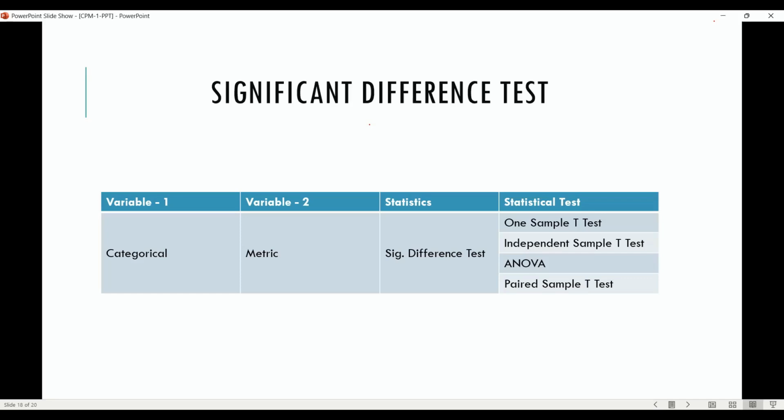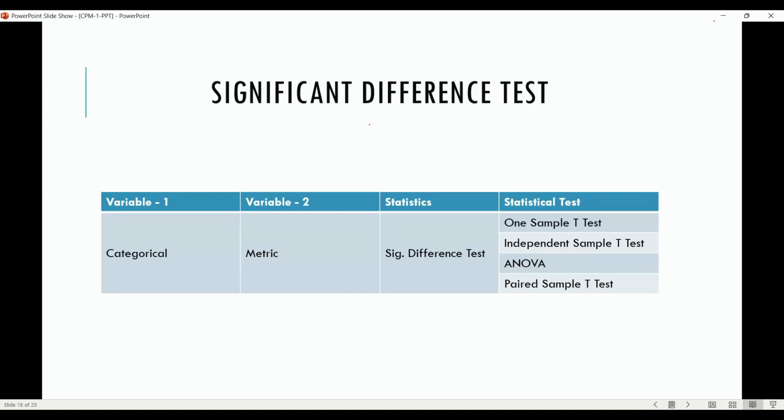I told you, right? Jupiter, Pleasure, and Scooty Pep. Yeah, three vehicles I said. Instead of three vehicles, you're going to compare only two vehicles. Say, for example, TVS Jupiter and Scooty Pep. There is only two categorical data, right? If there is only two categorical data and you're going to check whether there is significant difference in mileage, at that point of time, you'll be using independent sample t-test.